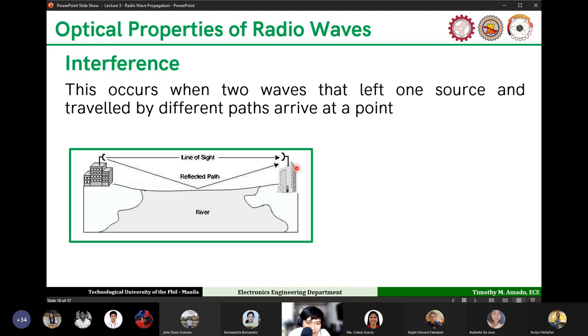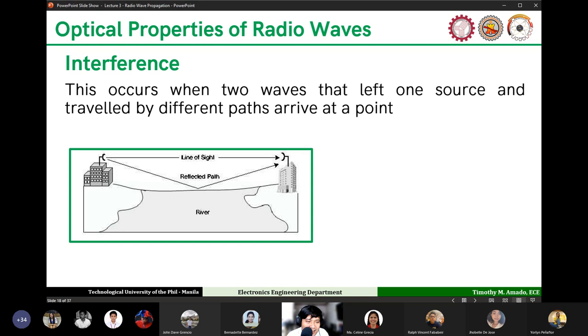So what do you think will happen dun sa signal natin? I mean, dun sa receiver natin. Ano mangyayari dun sa original signal mo? Will it be strengthened or will it be weakened by the reflected signal?